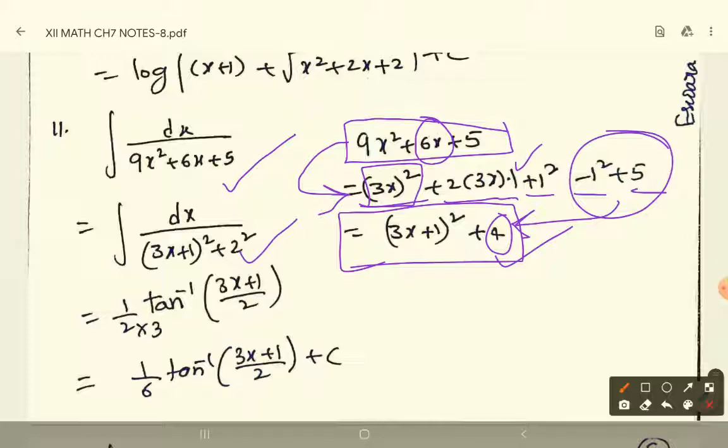So we can apply the tan inverse formula. It is 1 by a tan inverse x by a. So 1 by 2 tan inverse 3x by 2, this into 2 into 3. The 3 is written there because it is the coefficient of x. So finally we reach the answer.